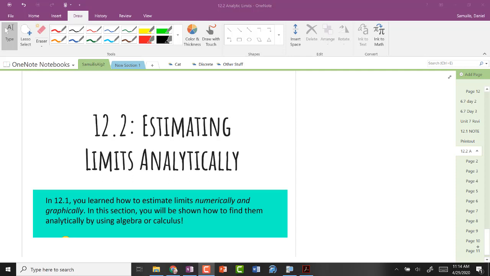But we found that the Delta Math is working pretty well because we don't have to do redos because it automatically gives you a ton of problems, which is nice for us as the teachers. All right, so we are talking about limits analytically or algebraically.